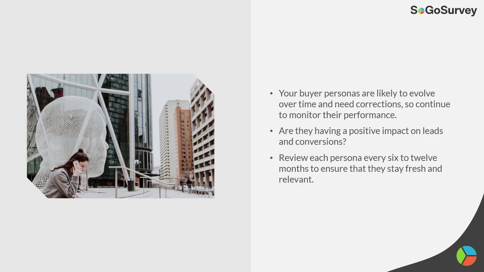And your buyer personas are most likely going to change and evolve over time, and they're going to need corrections. So continue to monitor their performance and make sure that they're still having a positive impact on leads and conversions. You're going to ideally want to review each buyer persona every 6 months to a year to make sure that they're fresh and up to date.